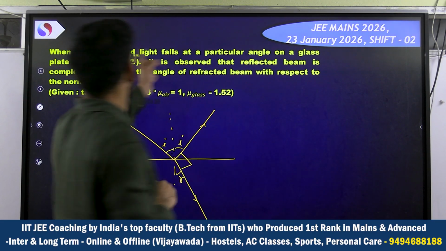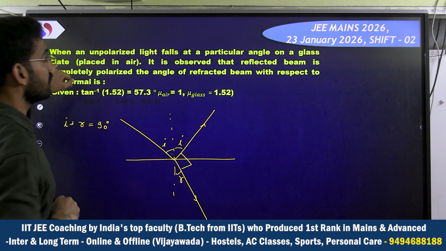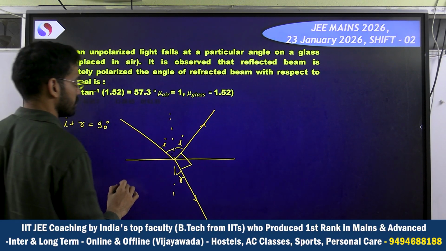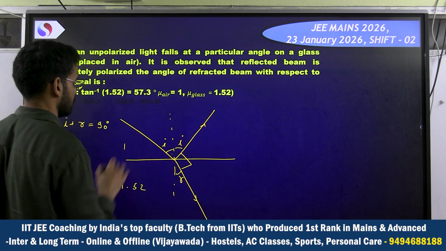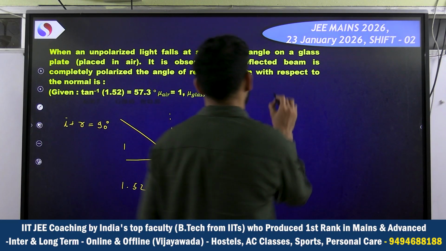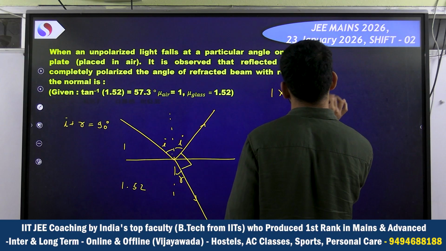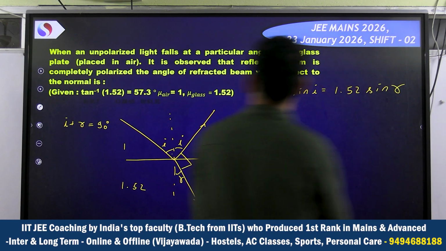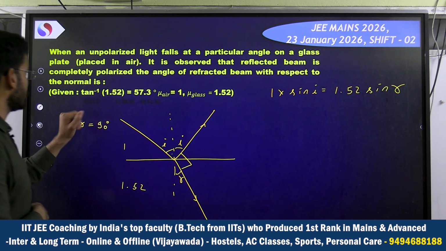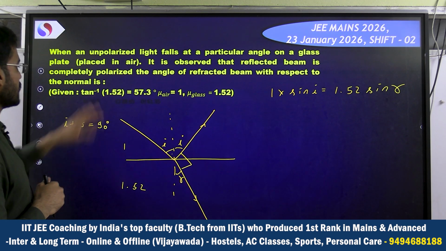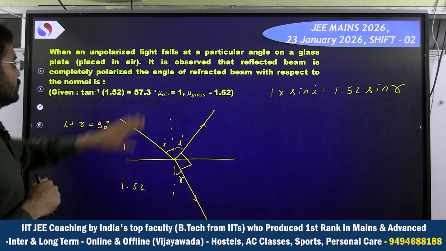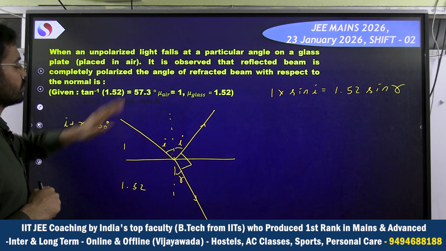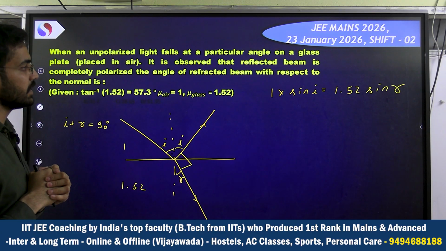He is saying an unpolarized light falls at a particular angle on a glass plate, right? So this is glass, 1.52, and this is 1. So 1 into sin i equals 1.52 into sin r. Now understand, here he gave one value to us: tan inverse 1.52, which means tan theta equals 1.52, tan 57.3 degree is equal to 1.52, right? So I have to create tan here.